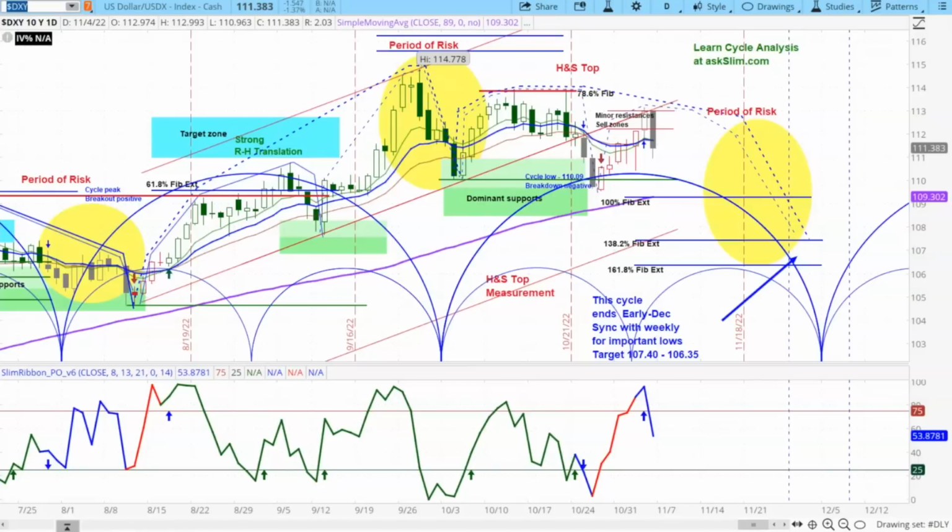Now you can also see what's formed in here is a head and shoulders top. This cycle right over here made the left shoulder and then the head right over here, and this minor cycle in here has made the right shoulder. And head and shoulders patterns are formed because of cycles, because the energy changes.